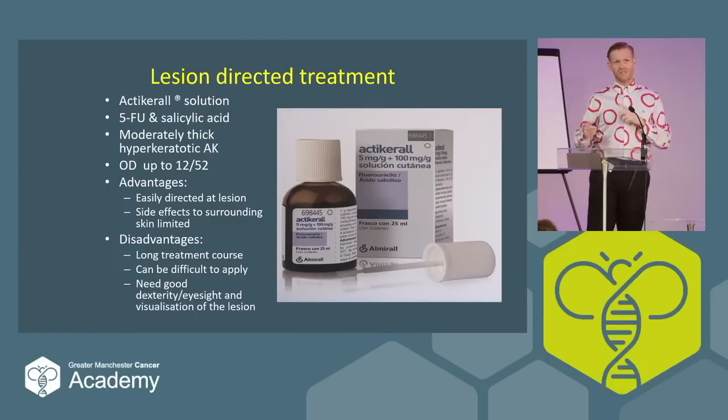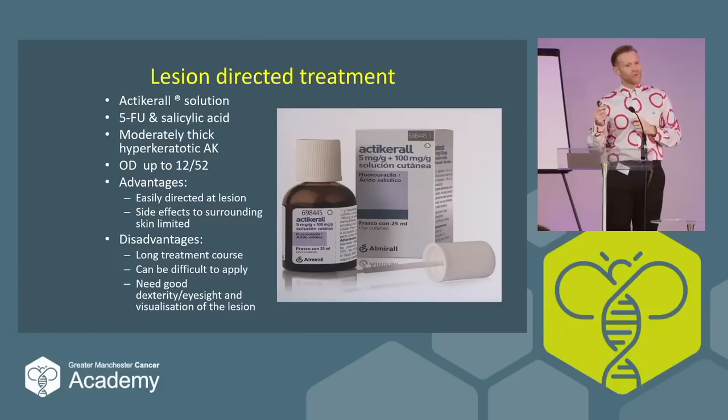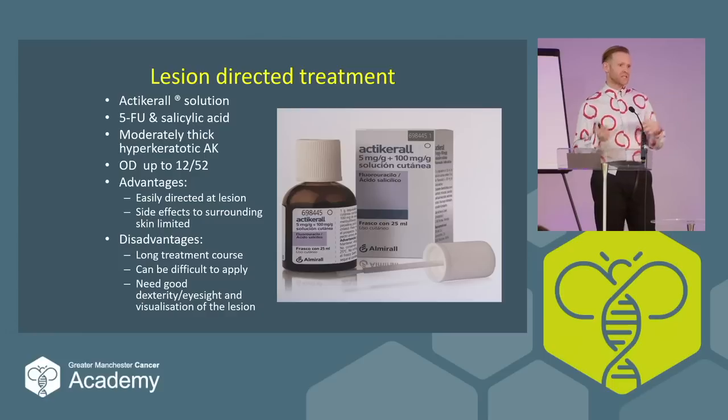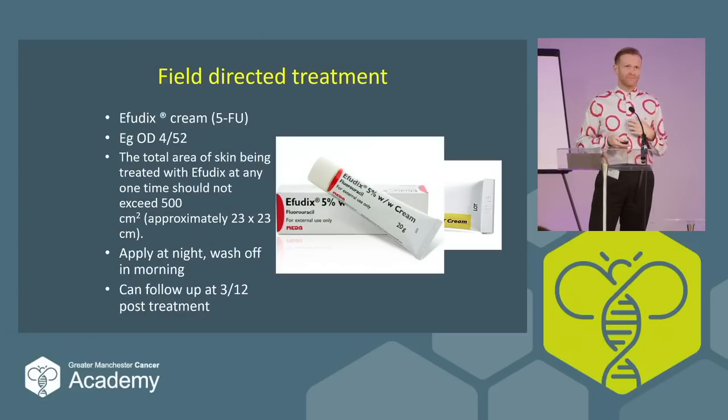Now you can imagine committing to 12 weeks worth of treatment is quite difficult. And also, don't forget, a lot of our patients that are presenting with sun damage, this sun damage is occurring in later life, and they may not be as dexterous to be able to use a sort of nail varnish pot and paint it on. But you can specifically treat that lesion. It's a long treatment course, and I think it's difficult sometimes to ask people to commit to treatment for such a long length of time.